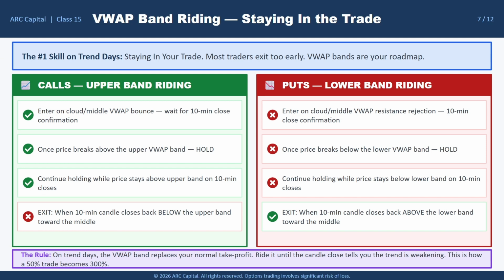Rule on trendy days, the VWAP band replaces your normal take profit. Ride it until the candle close tells you the trend is weakening. This shows a 50% trade becoming a 300% trade. All right, easily shown on MU and SNDK today.